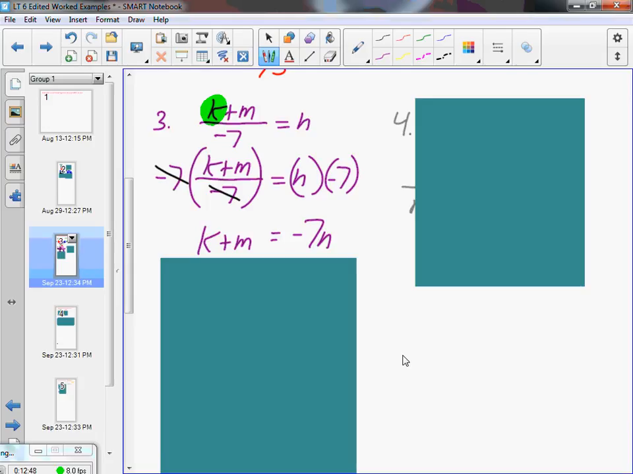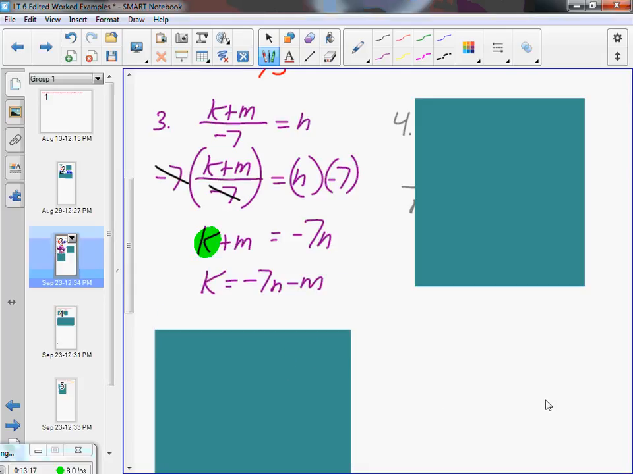And on the right side, I can simplify that just a tad. N times negative 7, we would usually write that as negative 7n. A mistake that I make sometimes working these is I work a step or two, then I forget which variable I'm solving for. Solving for k. What do I do to get k by itself? Subtract m. And there's my answer.